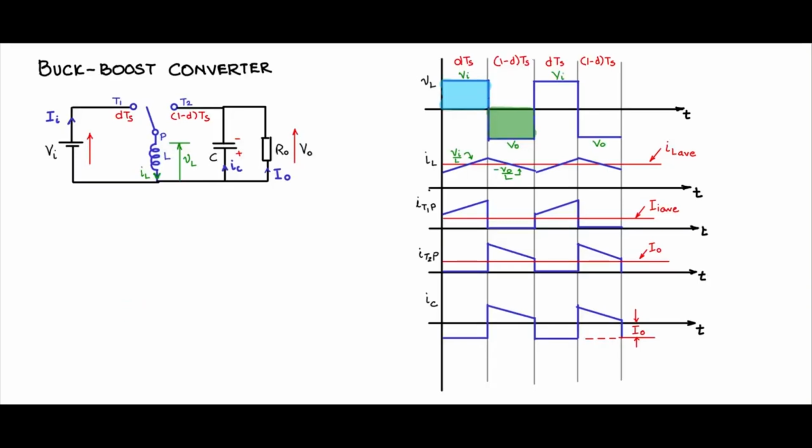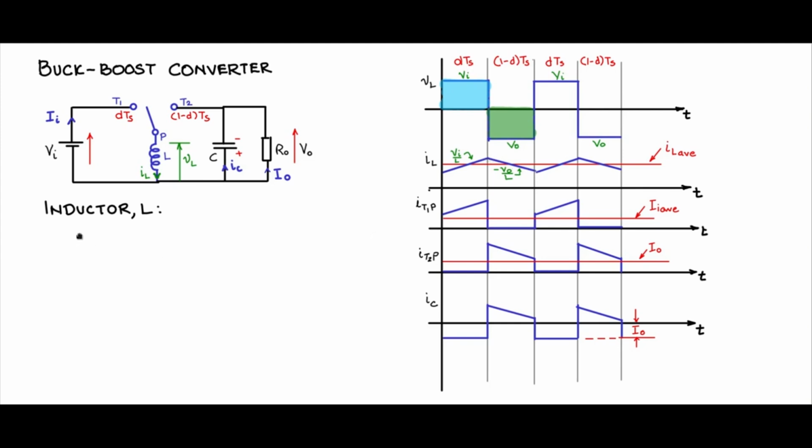Let us now try to find the values of the components, inductor first, then capacitor, and then we will try to identify the switches and the ratings. So first the inductor L. Let us look at the inductor current waveform. We see that the inductor has a change, I'll call that delta IL like before, in time dTs, and another delta IL change during the 1 minus d Ts period.